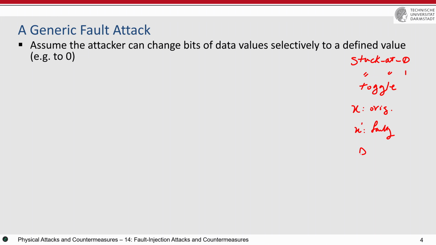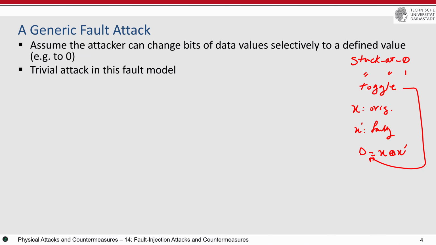And then you say delta is actually x XOR x prime, which means the difference between the faulty and fault-free value. And you can say by toggle fault model, you injected delta into that value. You XOR delta to this. And depending on the facility that you have and the device, if you repeat this, the delta might be the same, the delta might be different. Most of the time, you cannot guarantee that you have exactly the same delta every time that you inject the fault.